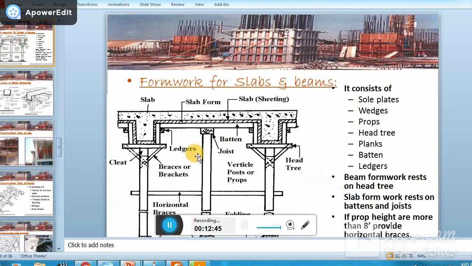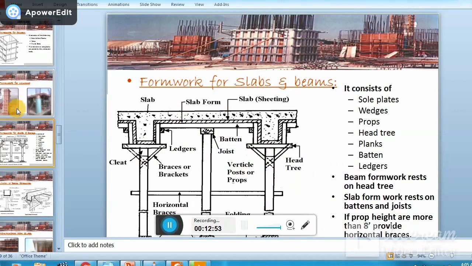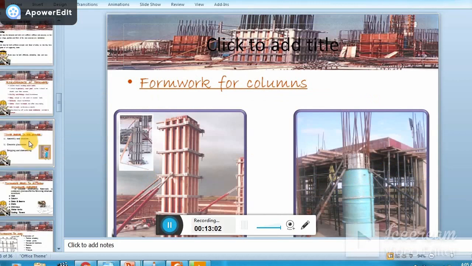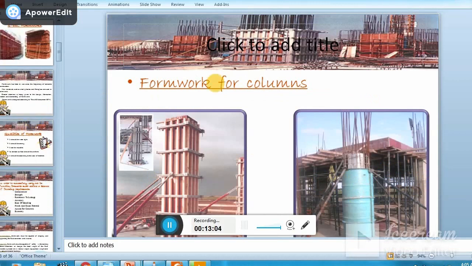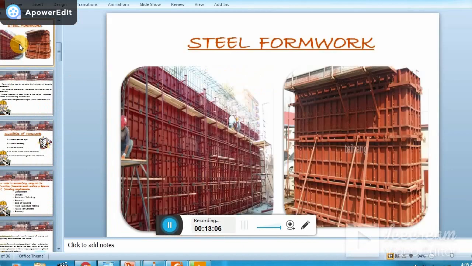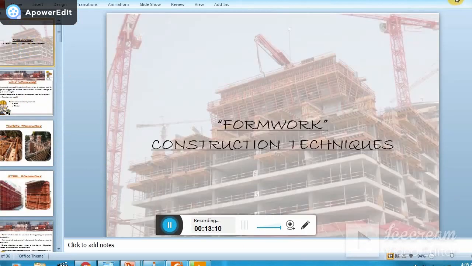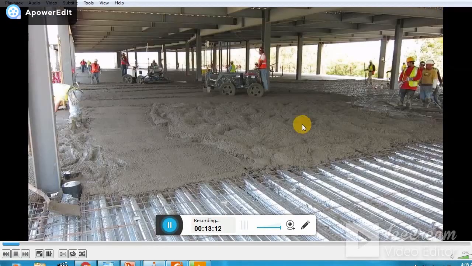For example, in this picture, if you provide such vertical supports to the beams initially, before the hardening of concrete, such construction is basically called shored concrete. Clear? And if you don't provide this formwork, then it is basically called unshored concrete. So this is the difference. This is very important.